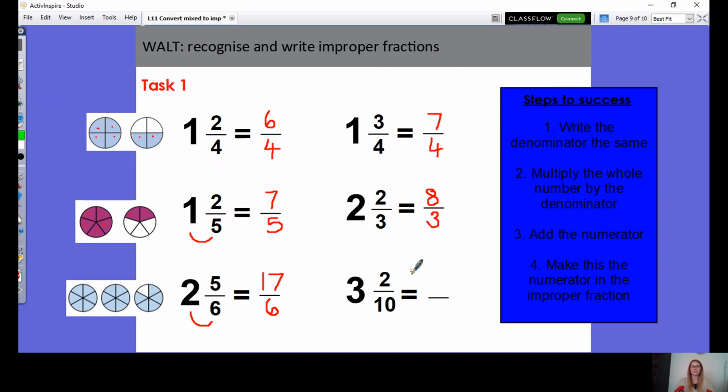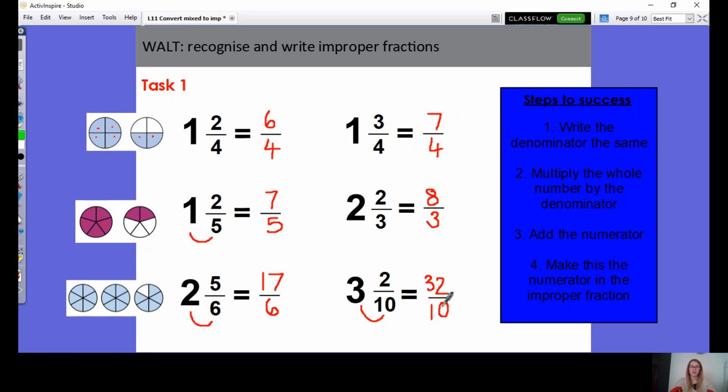And then a little bit bigger number this time. So 3 times 10 is 30. And 30 add 2 is 32. So remember that's my numerator. And I should have popped 10 on the bottom. 32 tenths. Okay, hopefully you've managed to do well with that.